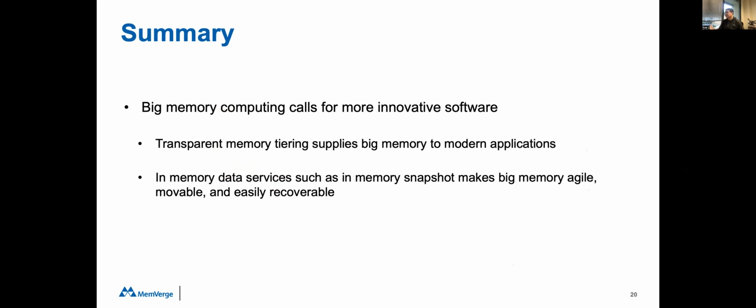In summary, we think that in the future there will be much higher demand for big memory, and bigger memory computing calls for more innovative software. Today I just gave you two little instances: memory tiering, which provides a big memory pool to our applications so that they can compute larger problems, and also in-memory data services to protect them and make them more easily recoverable and more easily movable.